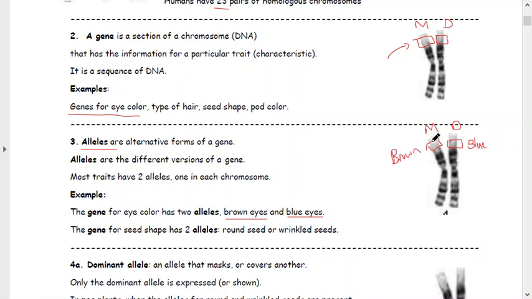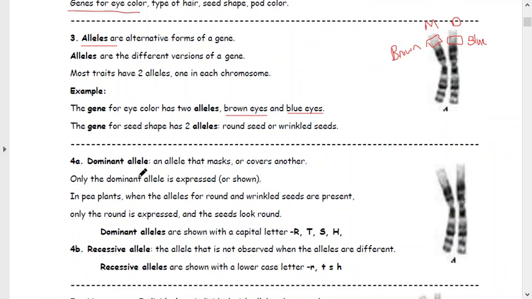So let's keep going. Of the versions, typically one version is going to show up. You're going to be able to look at it and see it. So like for eye color, let's put this back here.